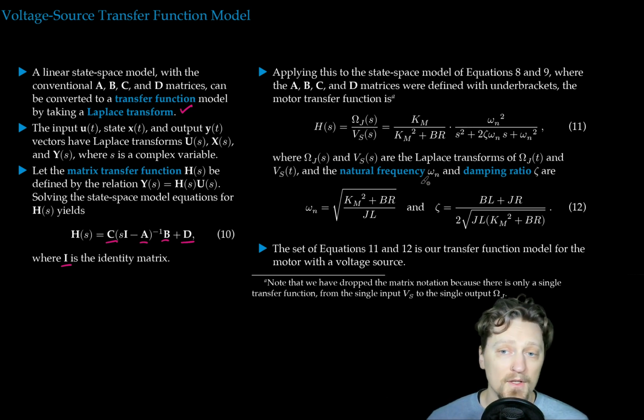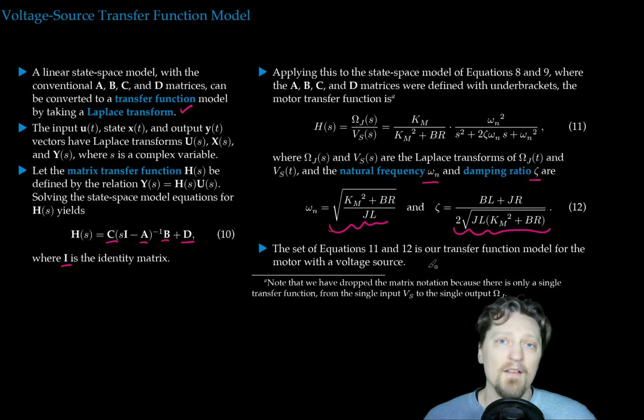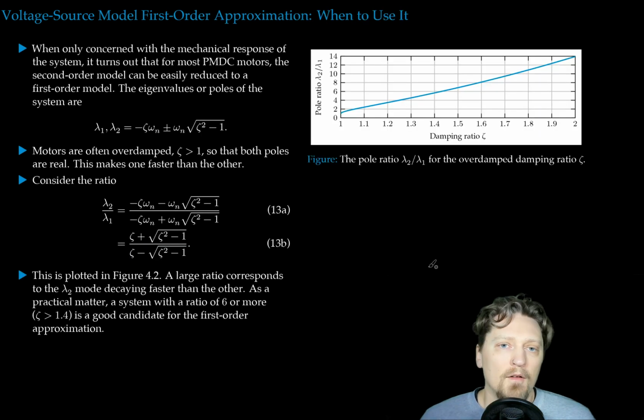The natural frequency omega n and damping ratio zeta are, in this expression, given by these two quantities in terms of the parameters of the system. The set of equations 11 and 12 is our transfer function model for the motor with a voltage source. A first order approximation can be developed for the voltage source model.